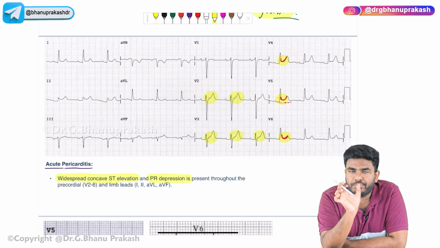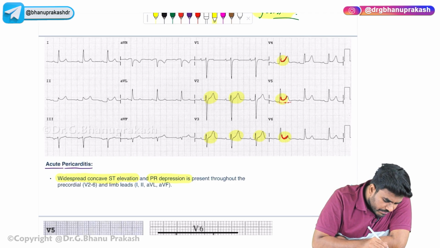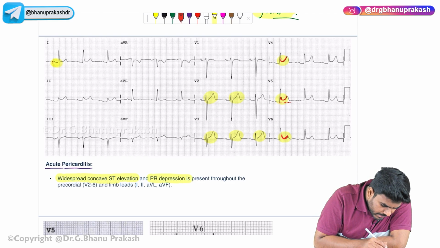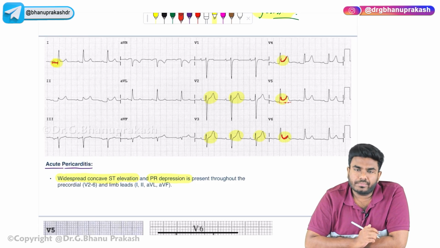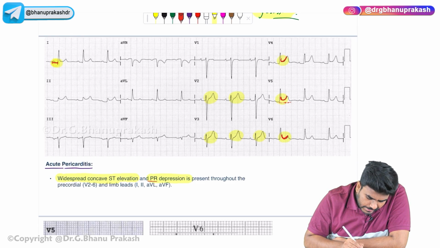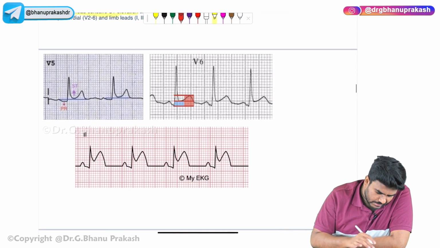Okay, the PR segment we know. See this PR segment, starting from the P to the Q. This PR segment is going to be a little depressed. It's not very much visible over here. It's a little visible in this V1. If you look, see, this is the PR segment, right? This PR segment is a little bit downward. So, there is a PR depression which can be seen. Okay, let me show you in another ECG, it's better visible.